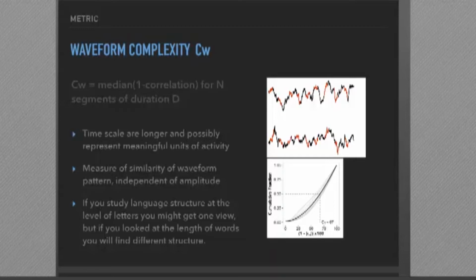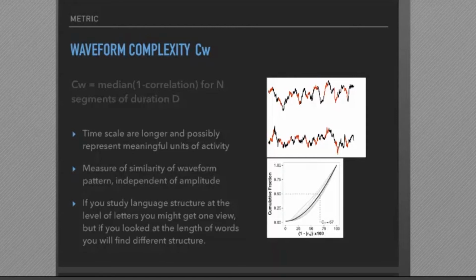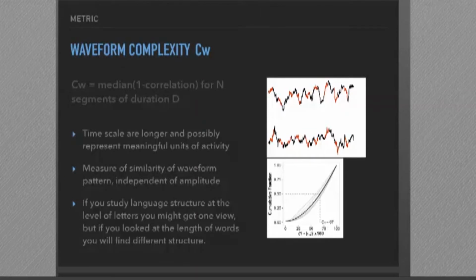An analogy which can help us think about this is, if I'm a person who's looking at a text and I don't know anything about human language, then whether to interpret it at the level of a single letter or at the level of a single word completely changes the way I look at the signal itself. And that's what we're trying to achieve using this waveform complexity.